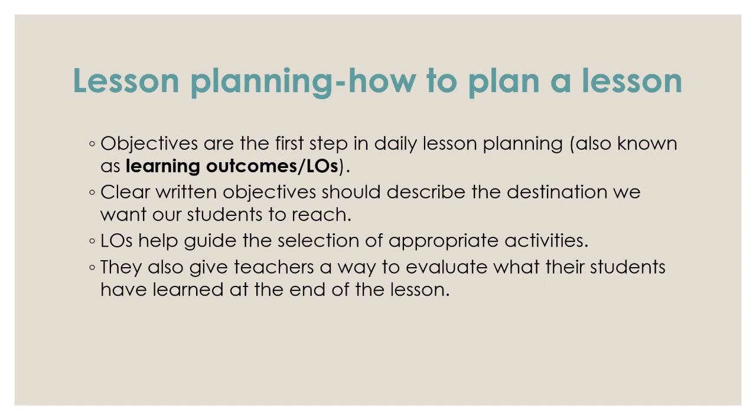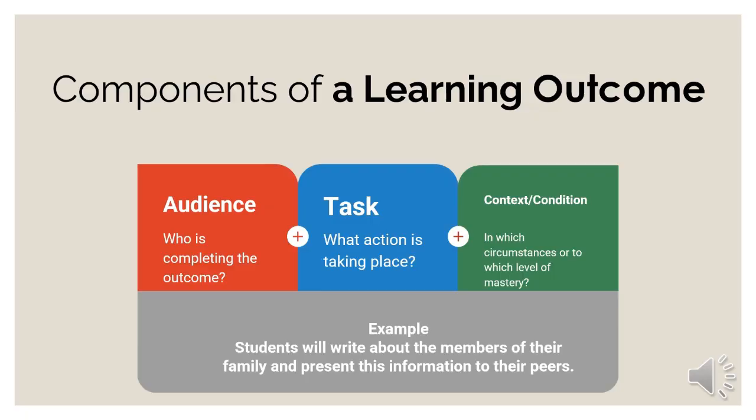So let's continue. Let's talk about the components of a learning outcome. We have that they are comprised of an audience, task, and a context or condition. So as part of the audience, we need to ask ourselves, who is completing the outcome? As part of the task, the question we need to think about is, what action is taking place? And in terms of the context or condition, we need to think about the question, in which circumstances or to which level of mastery.